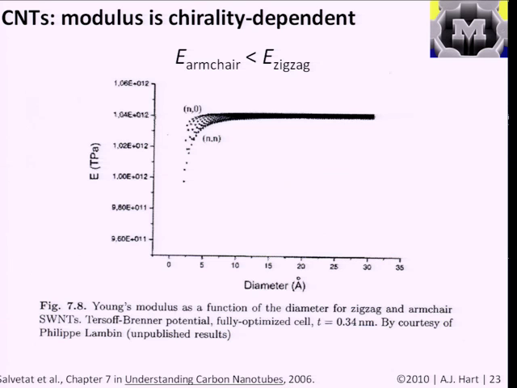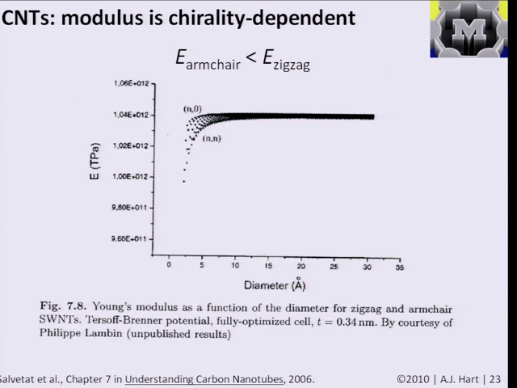So another thing that turns out is that for carbon nanotubes, the modulus of the material, so the effective modulus of our wall, depends somewhat on the chirality of the tubes. And this is because of a couple of effects.